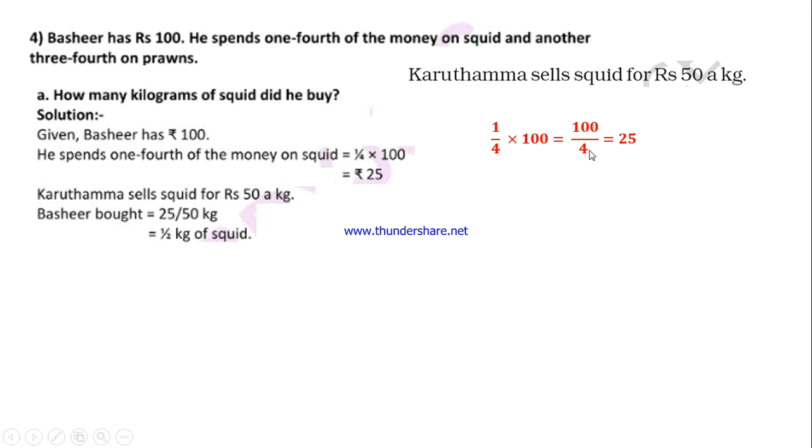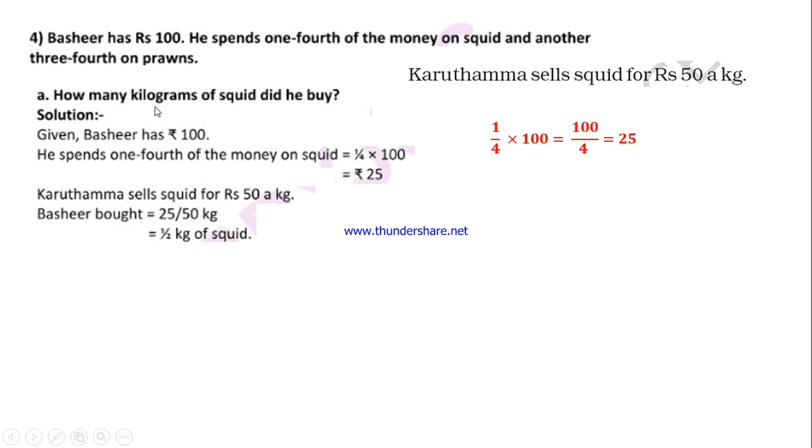So 100 divided by 4. When we divide this 100 by 4, we get the value 25. So Bashir is spending 25 rupees to buy the squid fish, because 1/4 of 100 rupees is rupees 25.